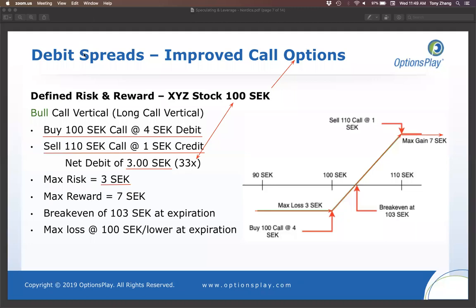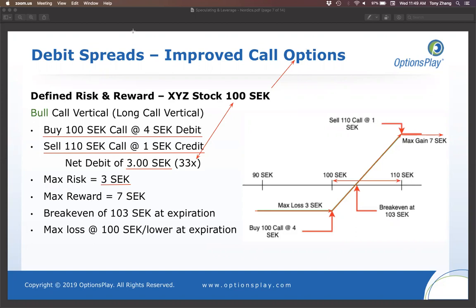Now, how do I get to that number? The difference between the 2 strikes, so I bought the 100, I sold the 110, that's a 10 crown wide spread, and I'm paying 3 crowns for it. So the rest of it is my max reward. So now, instead of being able to make unlimited rewards, I can only make 7 crowns.